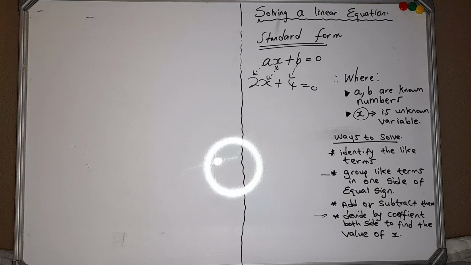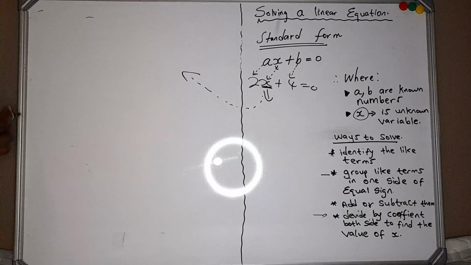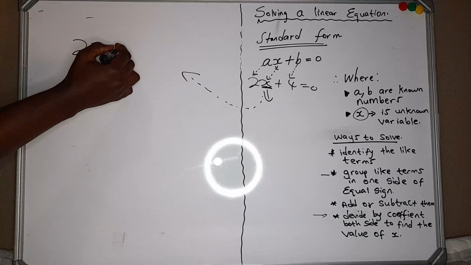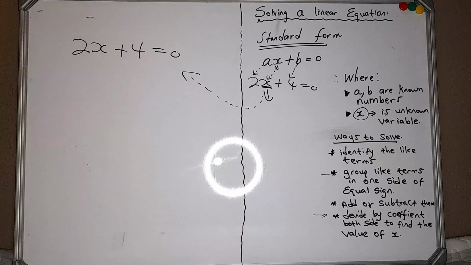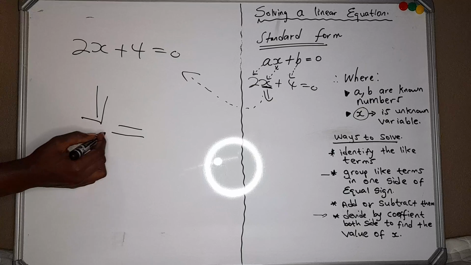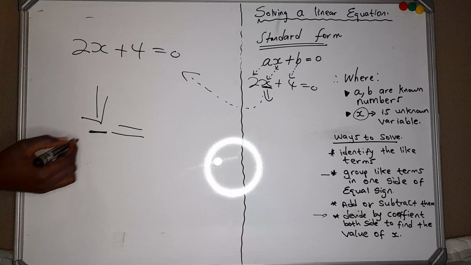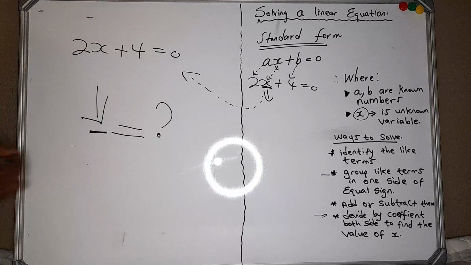So when they give you this form of a linear equation and this x is an unknown variable, you must solve for that unknown variable. How do you solve this unknown variable? You solve it like this. If we have 2x plus 4 is equal to 0, they give you this equation so that you can solve for x. And when you solve for x, your unknown variable must be on this side of the equal sign, and in the final answer your unknown variable must be equal to something.